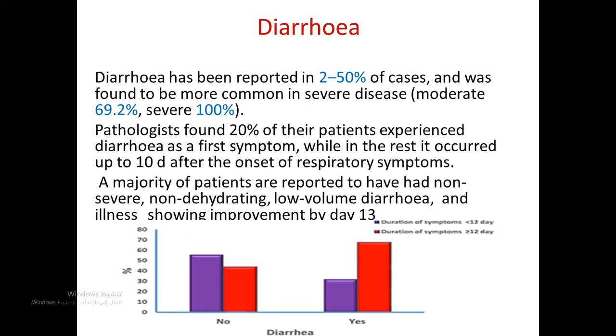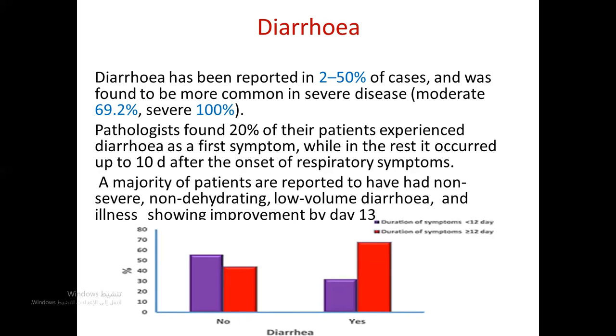النسبة في الـ moderate هي 69.2% للـ severe اللي هي 100%. Pathologists found 20% of their patients experienced diarrhea as a first symptom, while the rest occurred up to 10 days after the onset of the respiratory symptom. يعني الباحثون اكتشفوا إنه 20% من البيشنت عندهم الدياريا هي الـ first symptom، بس الباقي تظهر عندهم أعراض الدياريا بعد 10 أيام من الـ respiratory symptom.